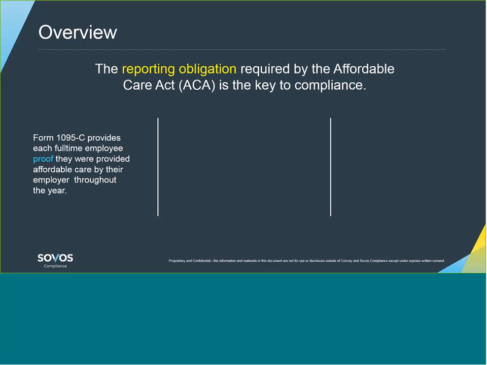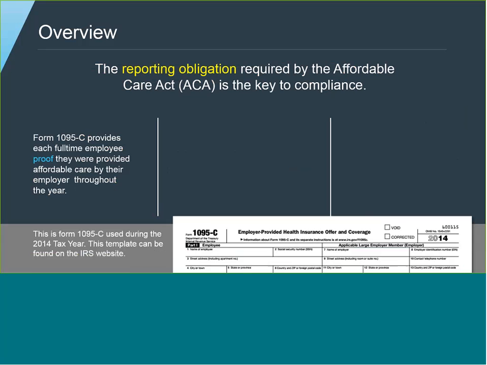Now, when we take a look at filling out the Form 1095-C, this is the document that will provide each full-time employee with proof that they were provided affordable care through their employer throughout the year. Every full-time employee will have to receive one of these this year, very similar to a W-2.